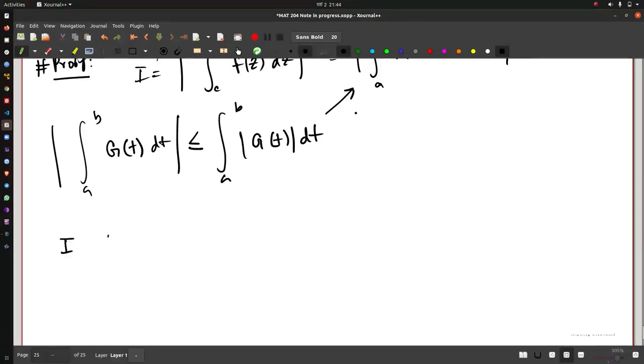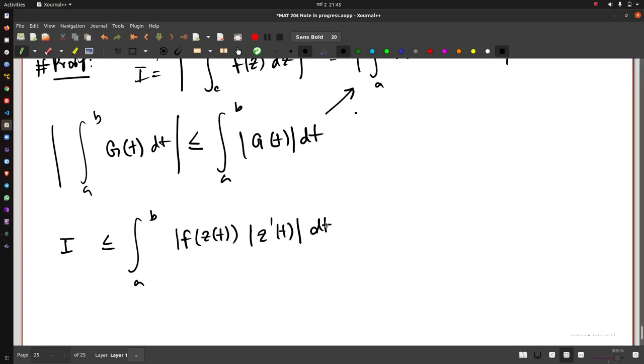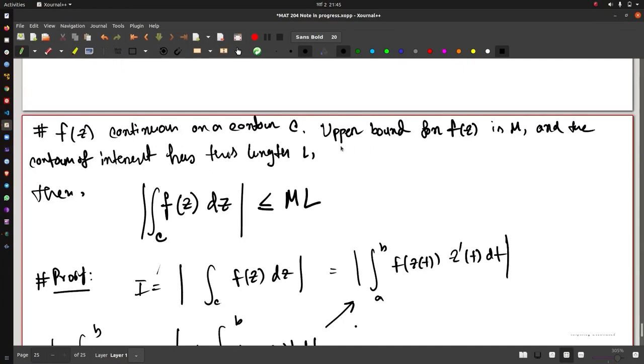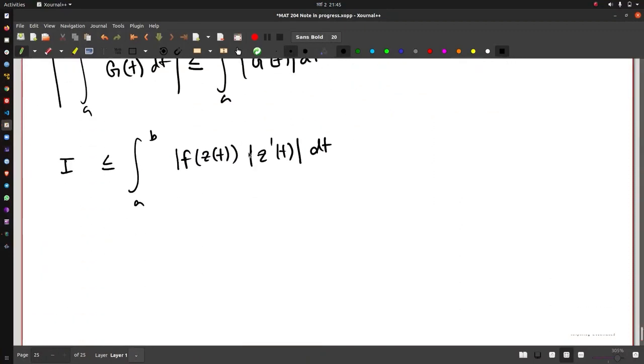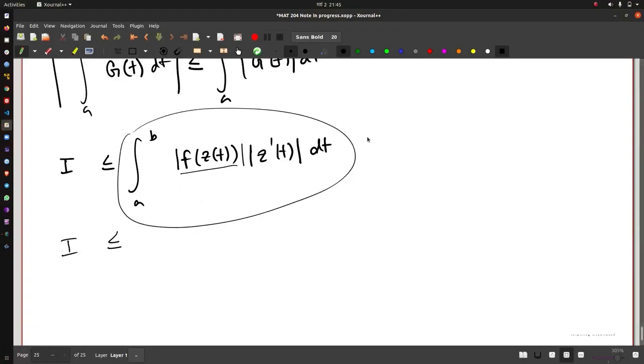If you do that, we get the result that the modulus of I is less than or equal to the integral from a to b of the modulus of f of z of t, times the modulus of z prime of t, dt. Pretty simple, right? Now notice that here we said there is some upper bound for f of z, denoted by M. So now we use that information to our advantage. I can use the upper bound for f of z of t. So the modulus of I is less than or equal to M times the integral of the modulus of z prime of t dt.